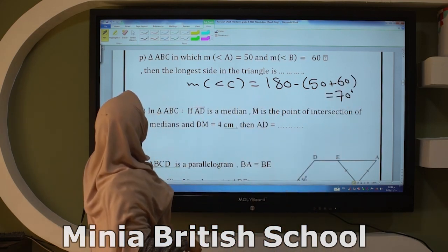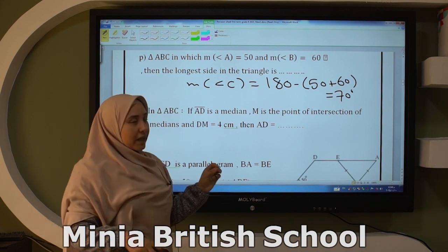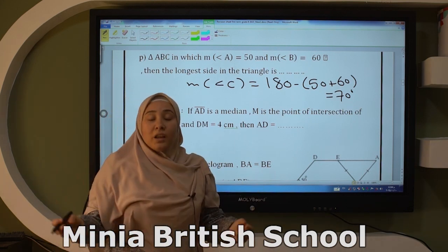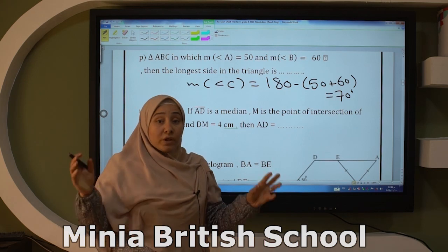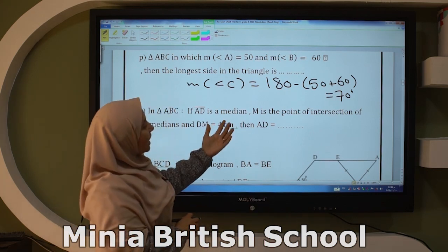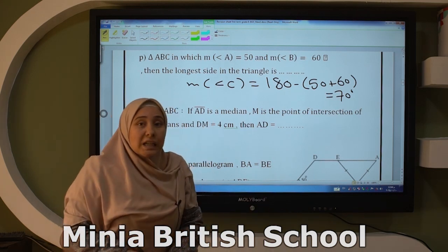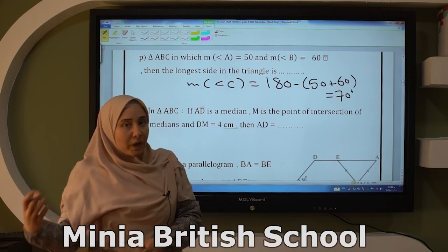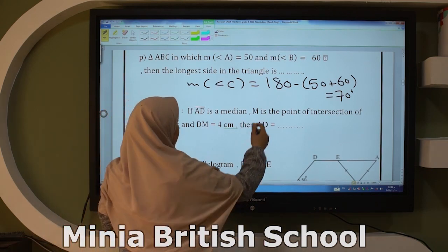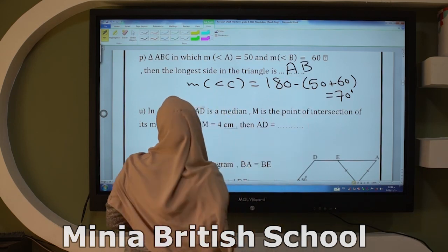Now I need to find the longest side, and I said what? The longest side in length is opposite to the greatest angle in measure, and the greatest angle here is the measure of angle C, then the longest side which is opposite to angle C is AB.